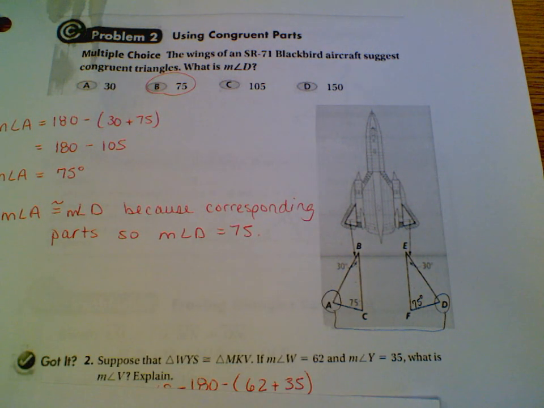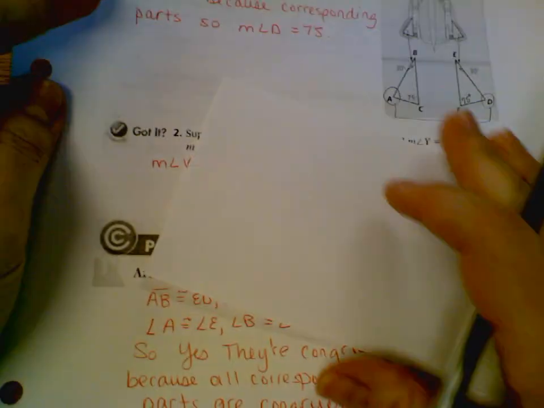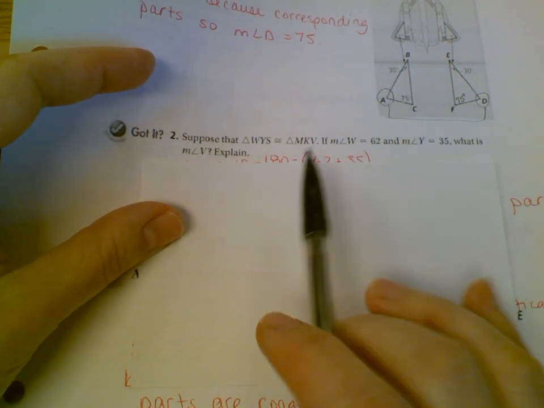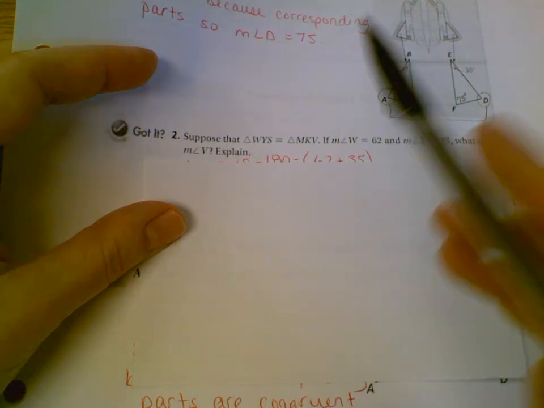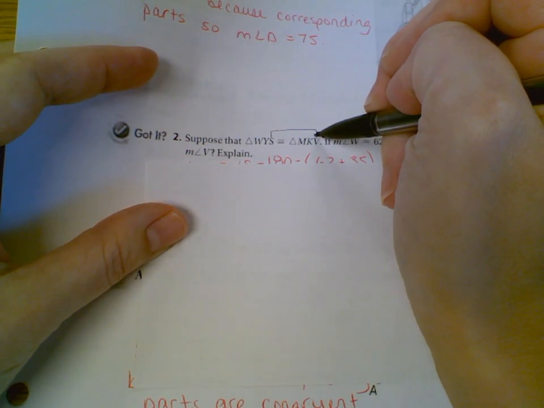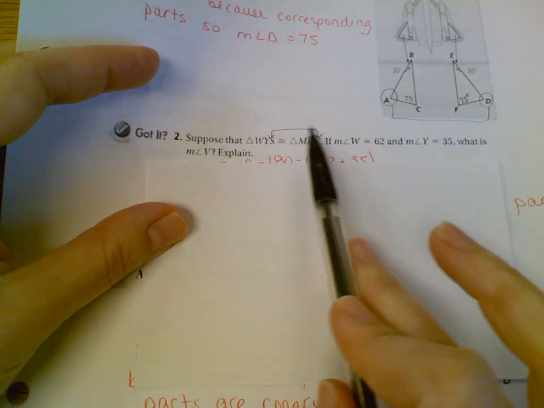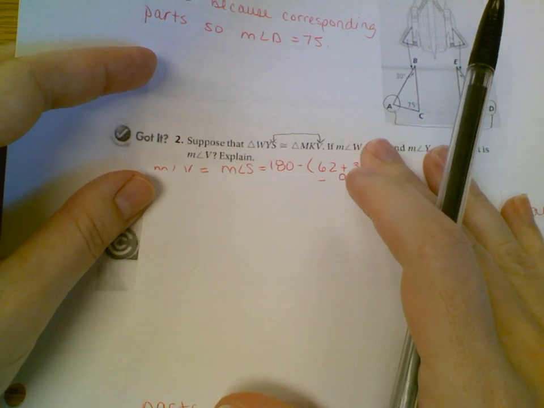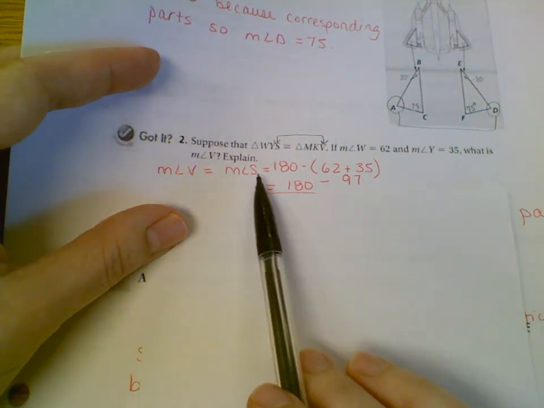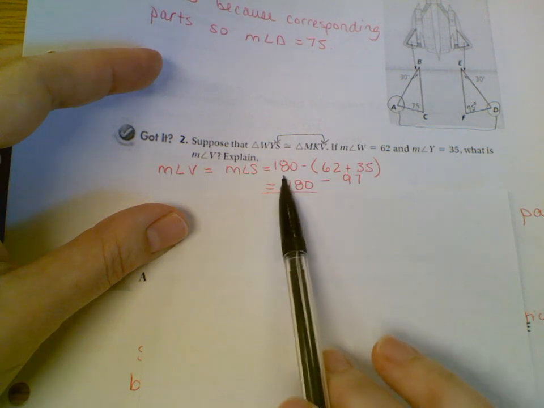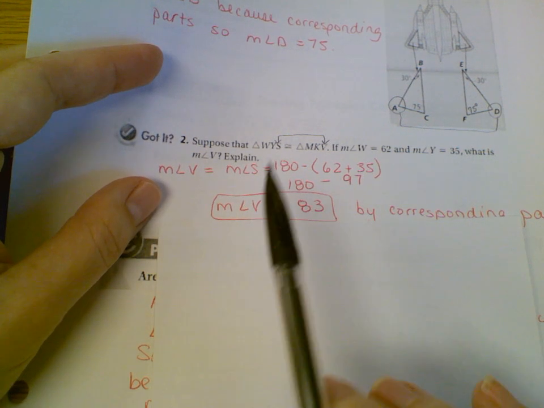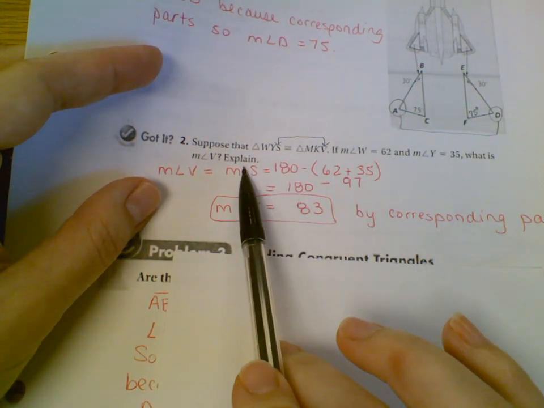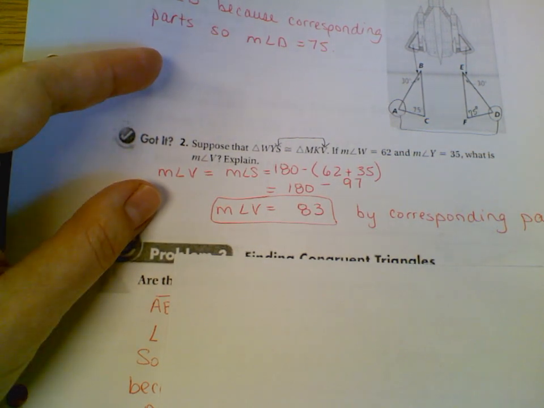Alright, you're going to pause the video and try the got it question. So in the got it question, it says, suppose you have congruent triangles and angle W is 62 and angle Y is 35. What's the measure of angle V? Well, S and V are corresponding angles. So if you know what S is, you know that it's going to be congruent to V. So I went ahead and found what S is by subtracting 62 and 35 from 180. And so I got 83. And since S is 83, then I know that V is 83. It also asked me to explain, and so my explanation would just say by corresponding parts.